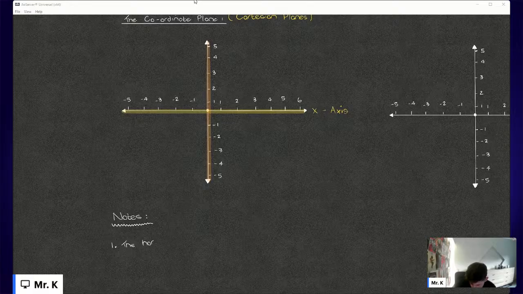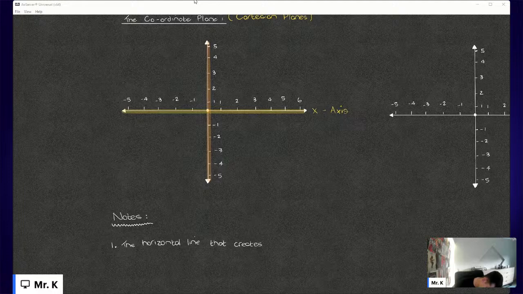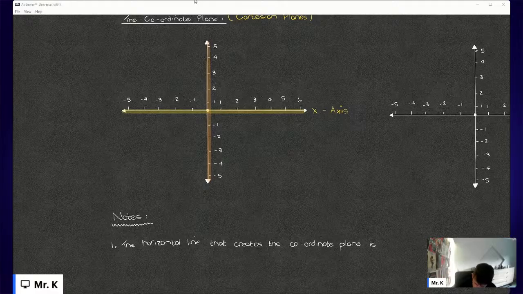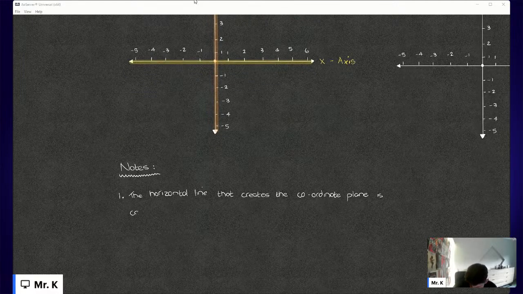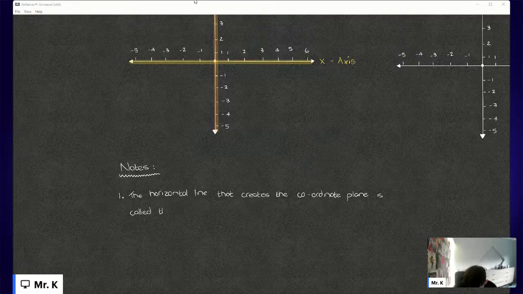The horizontal line that creates the coordinate plane. Sorry guys, the horizontal line that creates the coordinate plane is called the x-axis. Okay, it's called the x-axis, the line running from left to right, right?